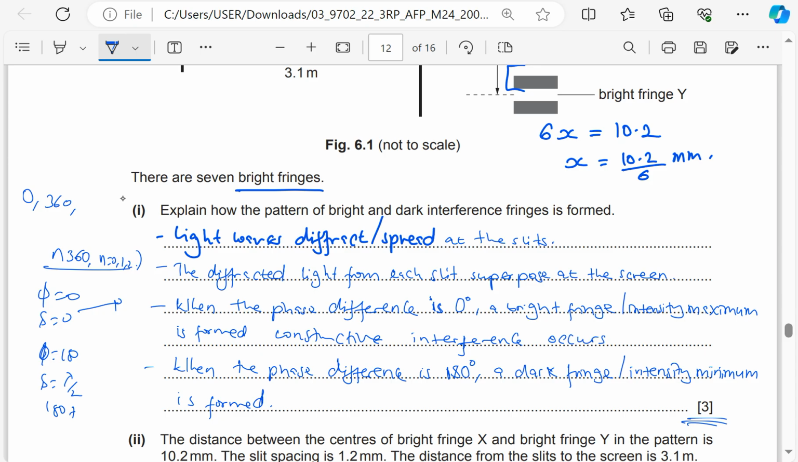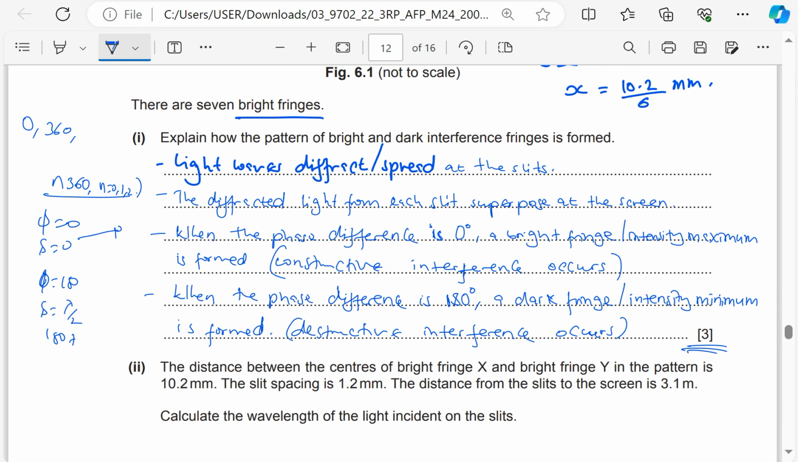So here, for the second one, phase difference is 180 degrees. Destructive interference occurs. So that's why we have maximum for 0 degrees and minimum for 180 degrees.